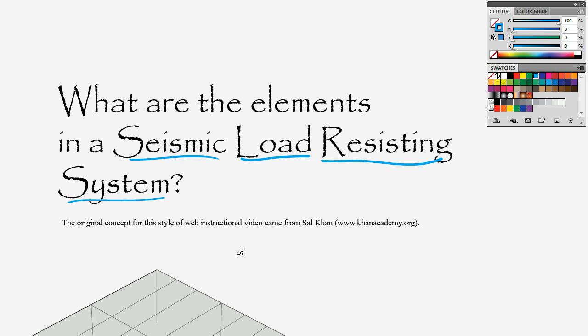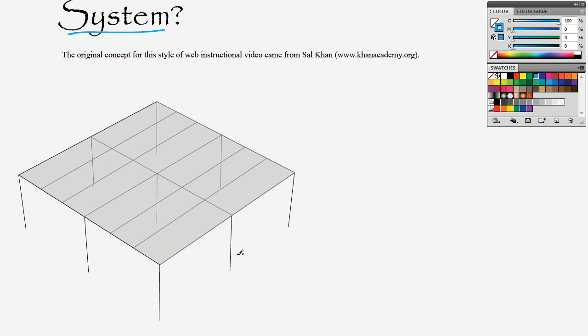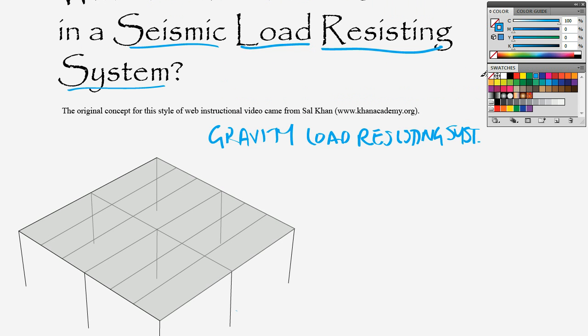Now, to introduce the concept of seismic load resisting systems, I want to start out by reviewing some principles of gravity load resisting systems, since that's something that people are probably a lot more familiar with. So let's talk about some of the elements of a gravity load resisting system. The way to identify those elements is let's just draw a gravity load coming down on our frame somewhere.